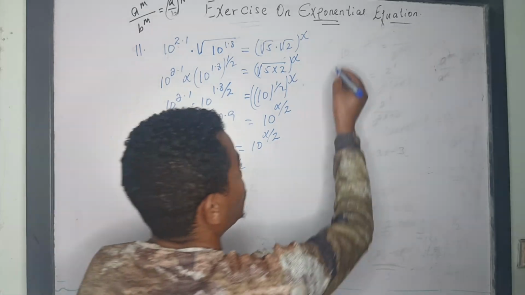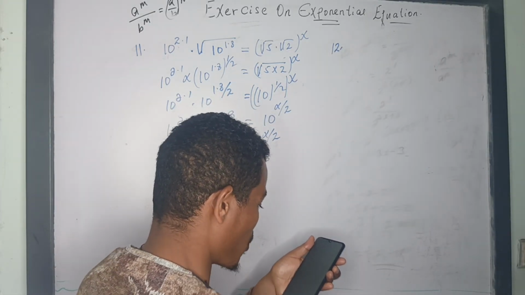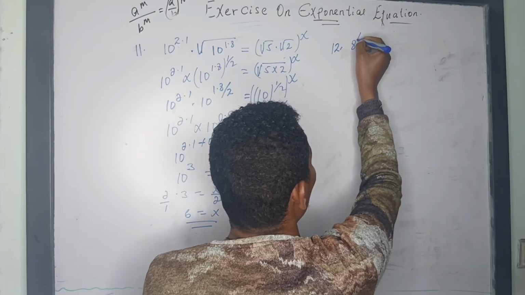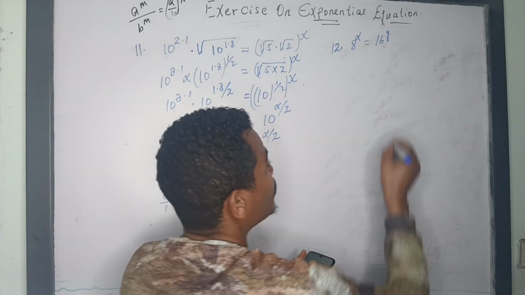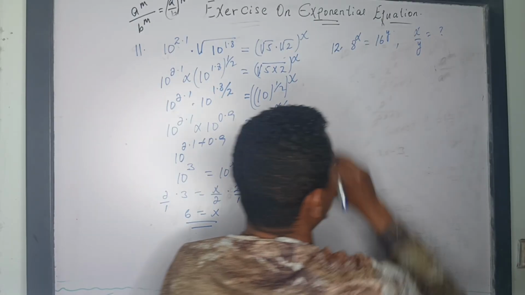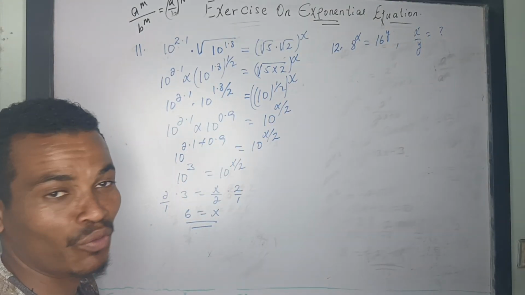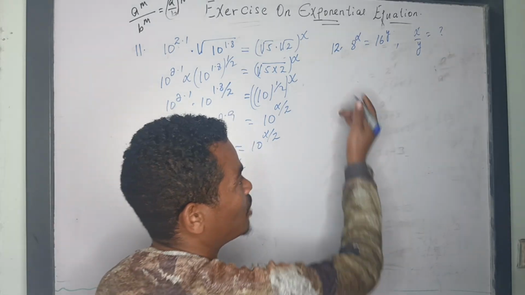So question number 12. If 8 to the power of x is equal to 16 to the power of y, then what's the value of x over y is equal to blank. 8 to the power of x is equal to 16 to the power of y. What's the value of x over y? So here, what do we do?